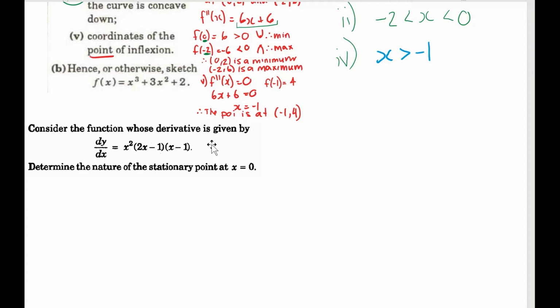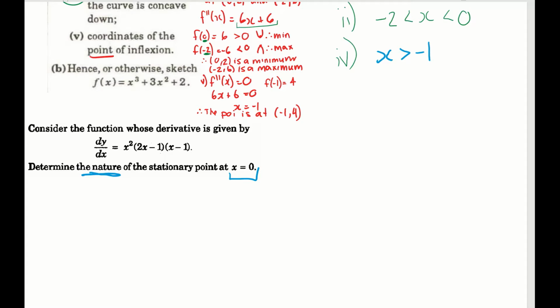Otherwise, if you're not pausing or if you have already paused, let's have a look at it. It gives us the derivative, so straight away we have our derivative. Determine the nature of the stationary point at x equals 0. Usually, once I have differentiated, I would solve that equal to 0 to find my stationary points. Now I know that they only want the one at x equals 0. They want its nature, which means straight away I'm going to have to differentiate again to determine its nature.